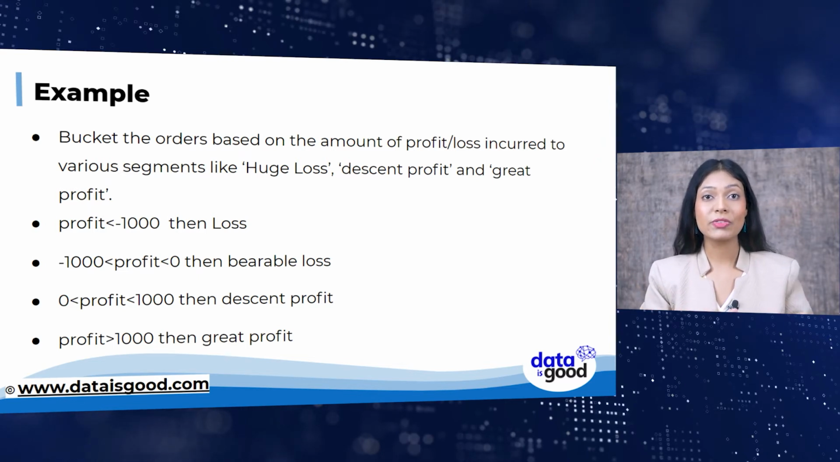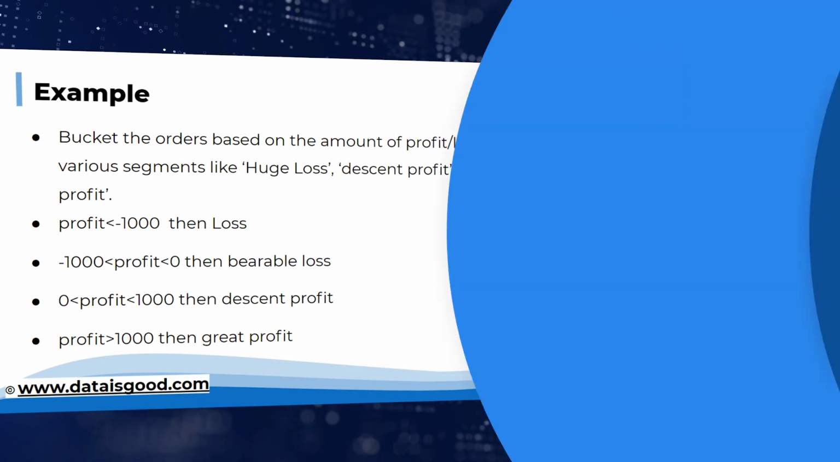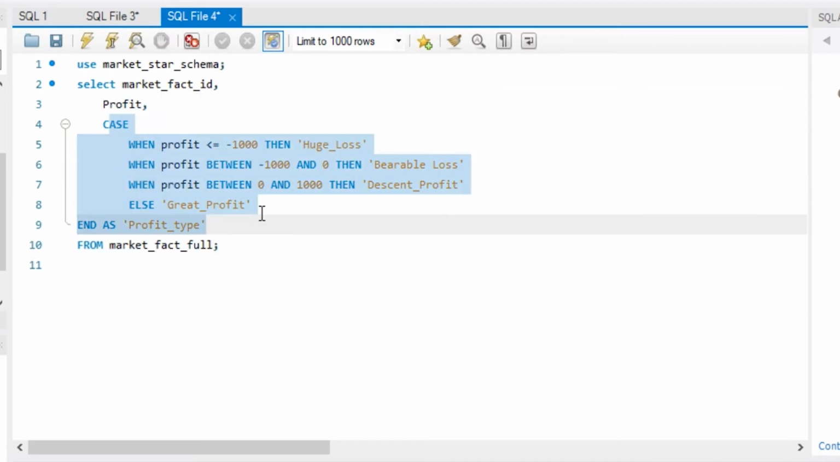In this question, we will use the market fact full table. The columns present in the market fact full table are market fact ID, sales, discount, order quantity, profit, etc. So let us solve this question. In the first line, we will write select market fact ID, profit. Case statement is part of the select clause.